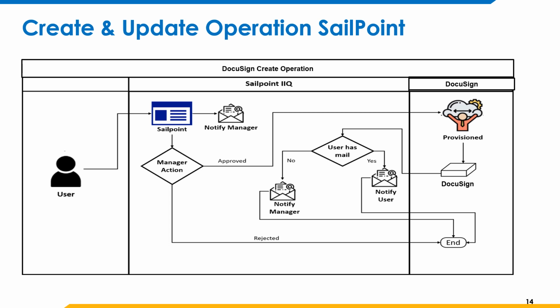An email notification will be sent to the requester's manager to act on the approval. Then the request will be routed to the request manager for approval. Once approved, the next provisioning will be performed for the DocuSign application. The email will be sent to the user, or if the user is not there, then it will go to the manager for updating and confirmation of the email for the account creation in DocuSign.